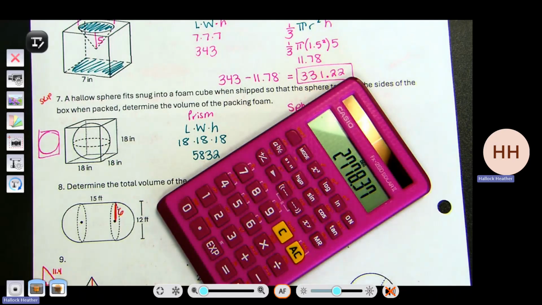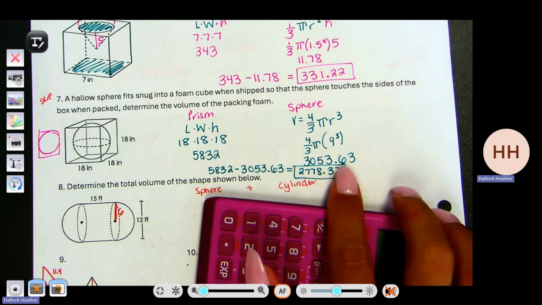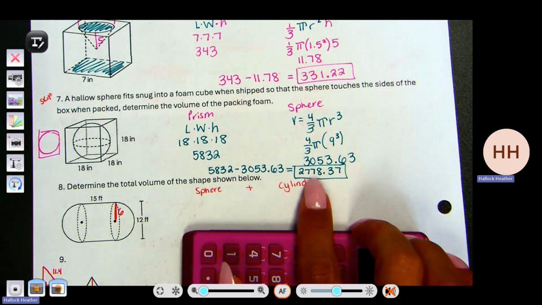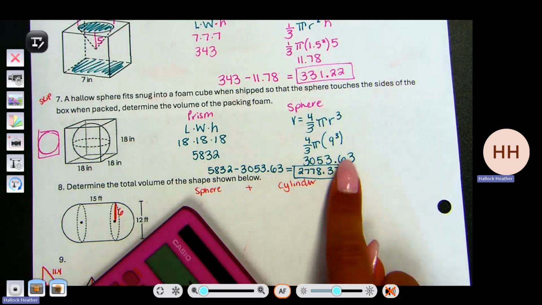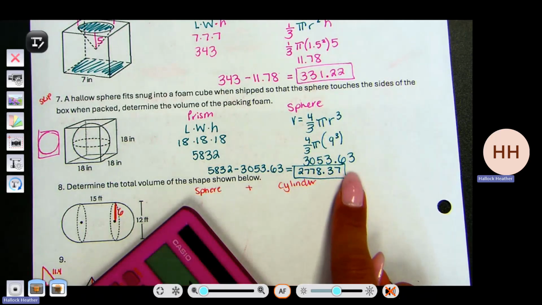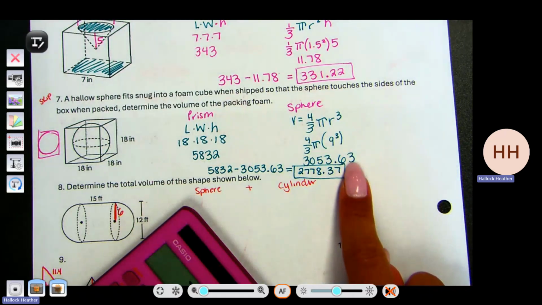Okay, so for your sphere, you're using 4/3 pi r cubed, which is the formula on the blue sheets. That's nice because you don't have to plug anything in for big B. So your volume for your sphere should end up being 3053.63. You subtract them, the final answer is 2778.37. Because you kept more of your decimals, when you subtracted, the next number would have rounded the 7 to make an 8, which is fine. So yours is more exact than mine because I used only 2 decimals.